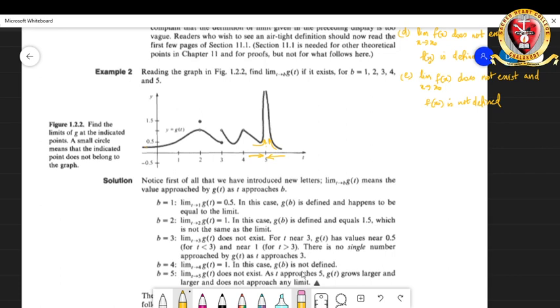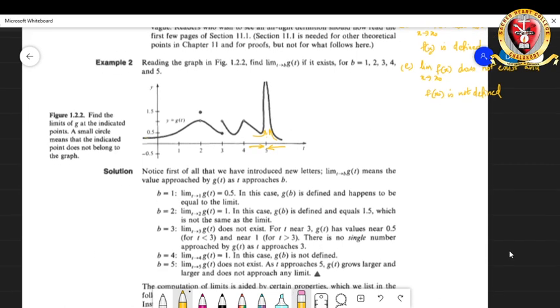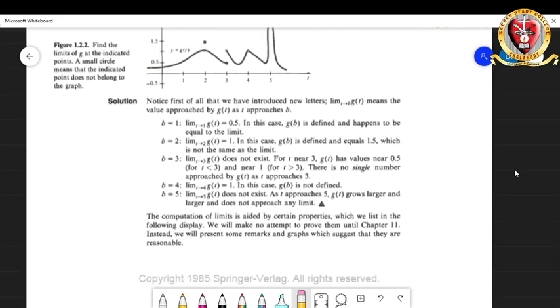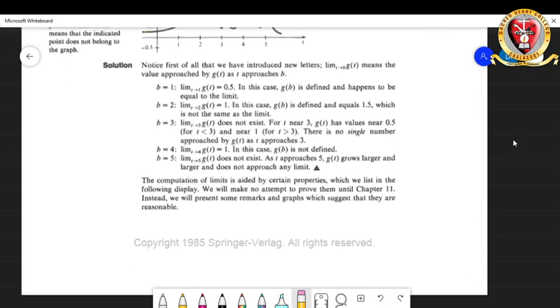Because as t approaches 5, g of t is growing larger and larger and does not approach any limit from the right as well as from the left. So limit t tends to 5, g of t does not exist. So that's how we solve for those 5 cases of limits that we see in the example.